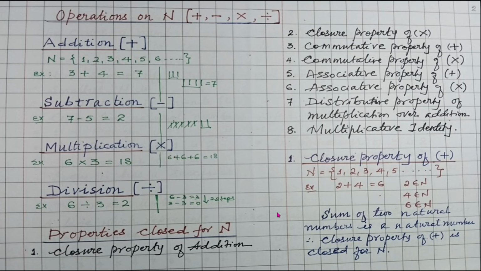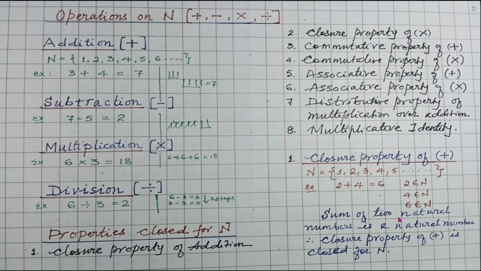And before we proceed further, let us understand the different properties which are possible for a set of natural numbers. The properties which are closed for a set of natural numbers are 8 of them, and we will be learning them one by one. So let us start with the closure property of addition. If you take a set of natural numbers, that is N is equal to 1, 2, 3, 4, 5 and so on, and you take any two natural numbers 2 and 4, when we add we get 6. 2 belongs to N, 4 belongs to N, 6 belongs to N.